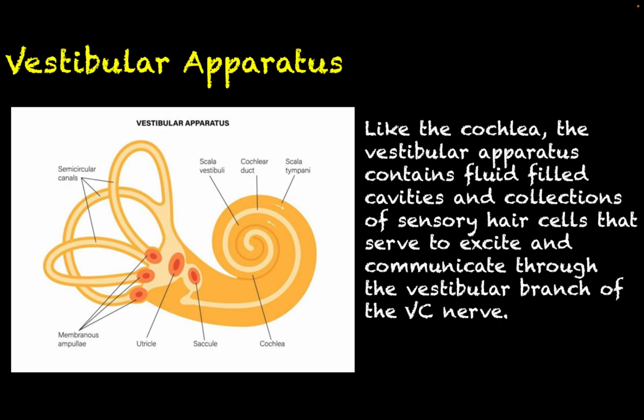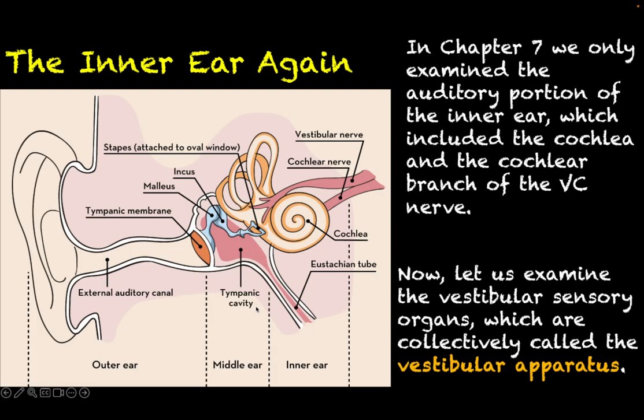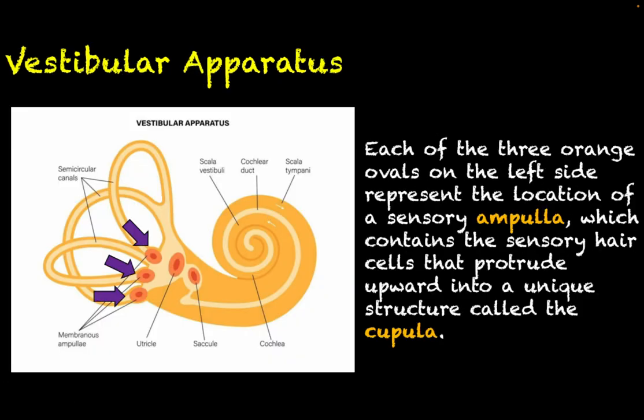So, like the cochlea, the vestibular apparatus contains fluid-filled cavities, and that fluid is called endolymph. And these fluid-filled cavities and then collections of sensory hair cells serve to excite and communicate through the vestibular branch of the vestibular-cochlear nerve. So if we go backwards here for just a second, you have the cochlear branch here and then the vestibular branch here. You see the vestibular branch comes from all the sensory centers in the vestibular apparatus, including the semicircular canals and then two other structures that we will define a little bit later.